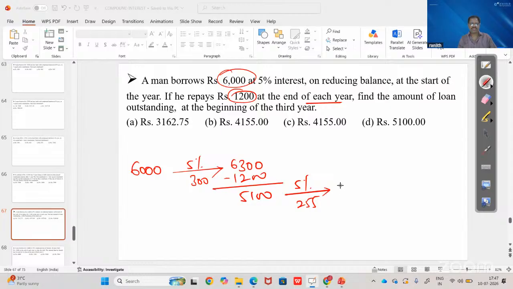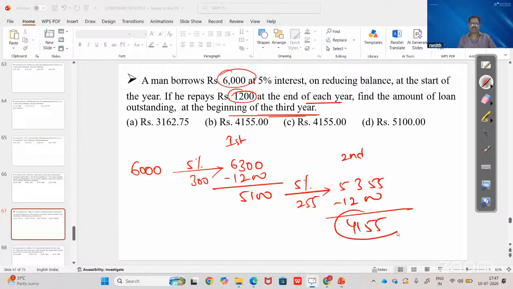What is 5 percent? It is nothing but 255. So the total value will be 5355. Again 1200 is paid. This will be the first year, so this will be the second year. So at the beginning of the third year, the answer is 4155. Answer is 4155.